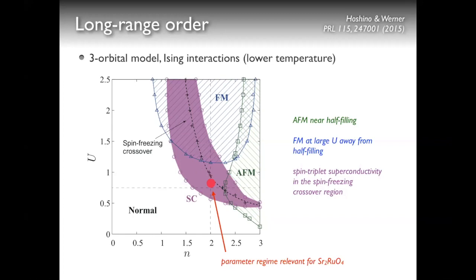Interestingly, if we look up what kind of parameters people have used in the MFT simulations of strontium 2 ruthenium 04, that corresponds to the red dot in this figure. And that's exactly the regime where ferromagnetic and antiferromagnetic tendencies compete. So there's no magnetic order, but that's the region where, in the spin freezing regime, spin triplet superconductivity can potentially appear.